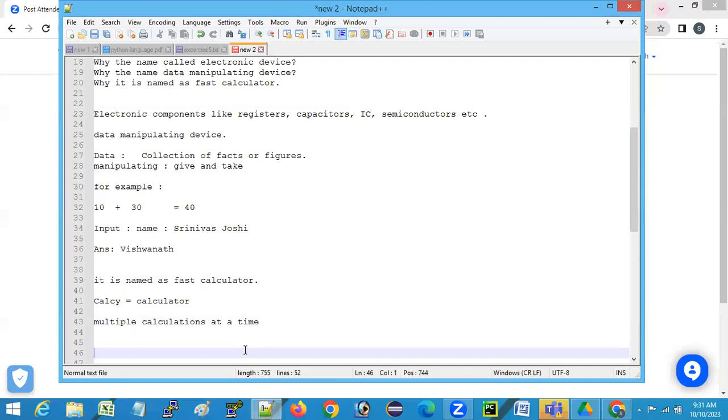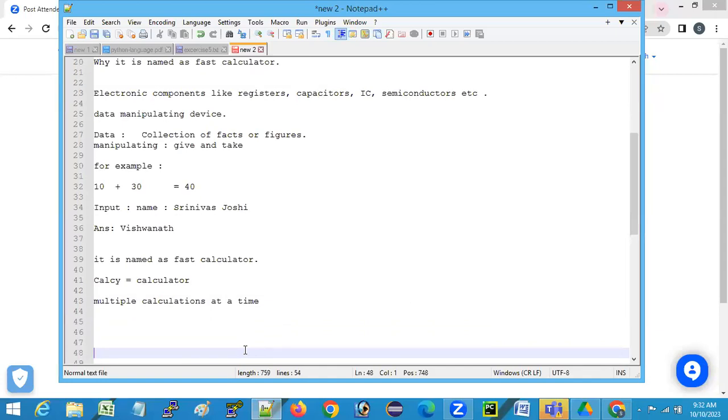What is the definition of a computer? The computer is an electronic device. The computer is a data manipulating device. The computer is a fast calculator. So we have cleared these things: why it is called an electronic device, why it is called a data manipulating device, why it is called a fast calculator. Up to now it is clear. So this indicates the definition of a computer.